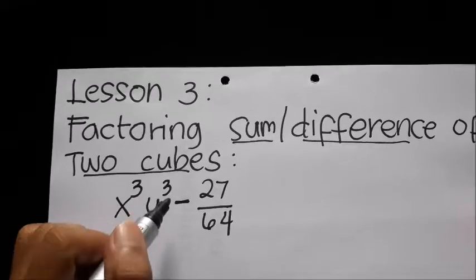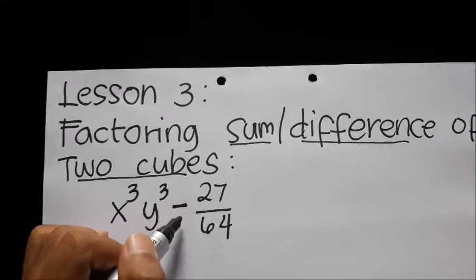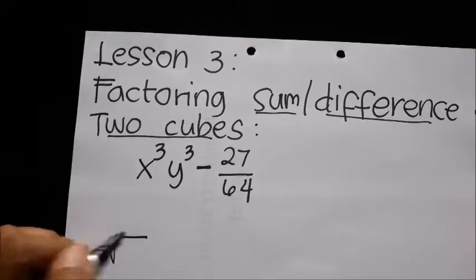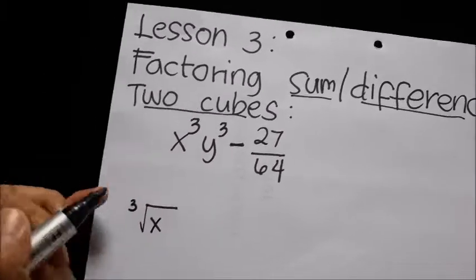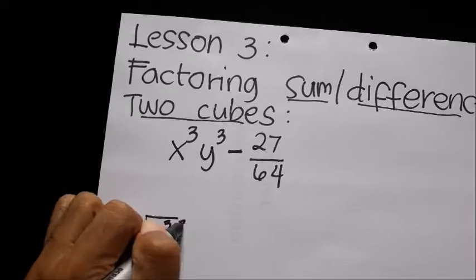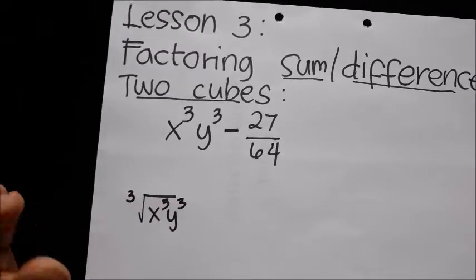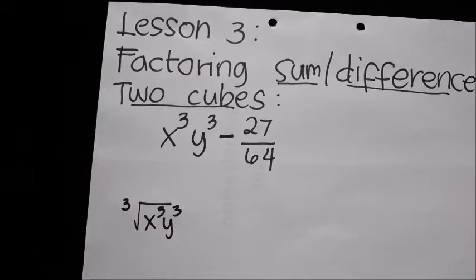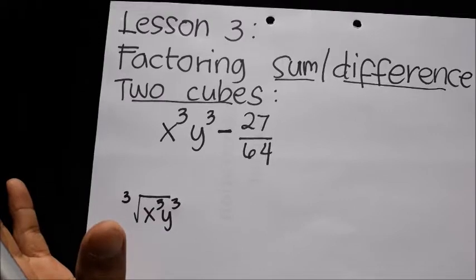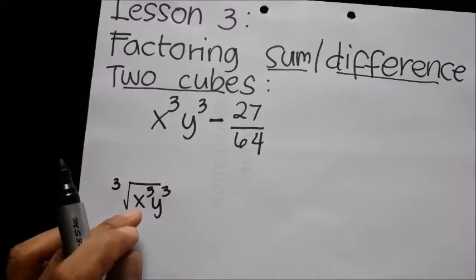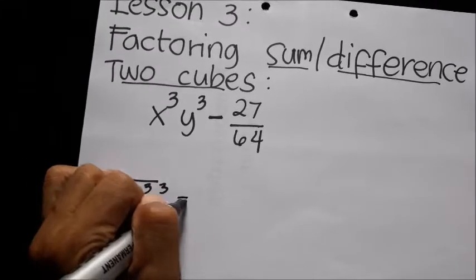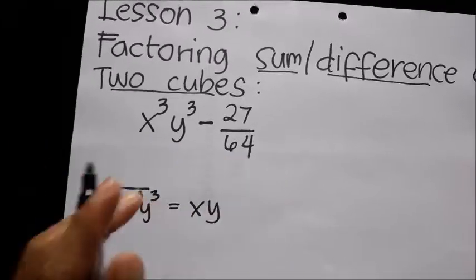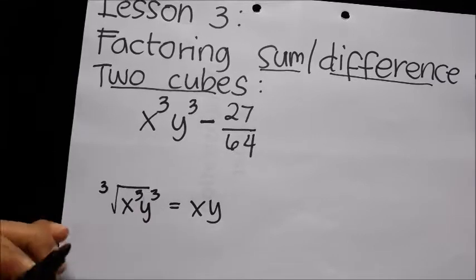Pwede natin tong i-factor out. So kung addition ito, pwede rin siyang i-factor out. So ang una natin gagawin, get the cube root of x cubed y cubed. Pag sinabi natin cube root, that is a single number that if multiplied to itself 3 times, ang sagot is x cubed y cubed. So ang cube root nito is xy, because xy times xy times xy is x cubed y cubed.